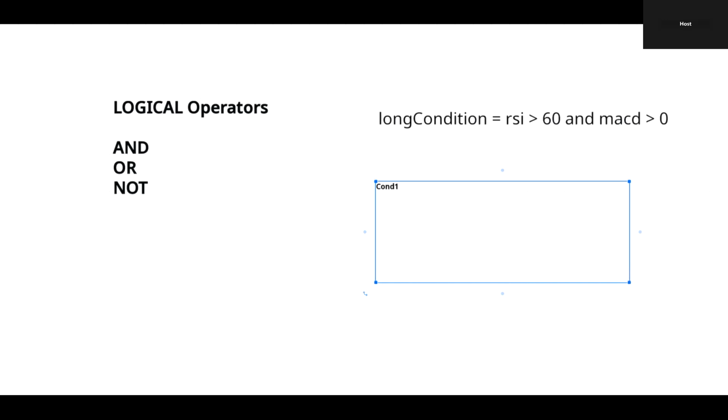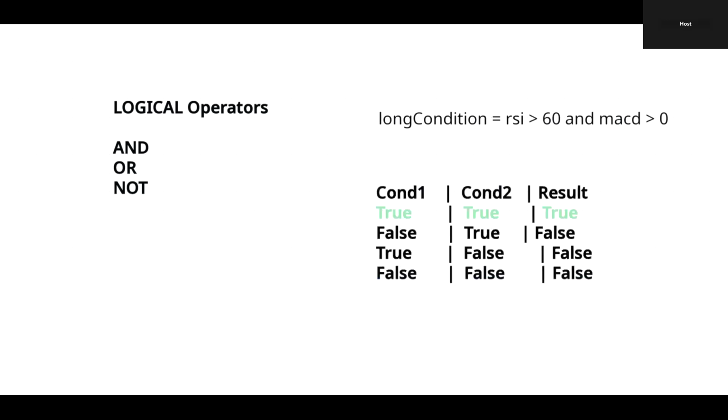So the key learning here is that both conditions have to be true. Only then is the final outcome going to be true. Otherwise, if any one of them is false or both are false, it's not going to work out.